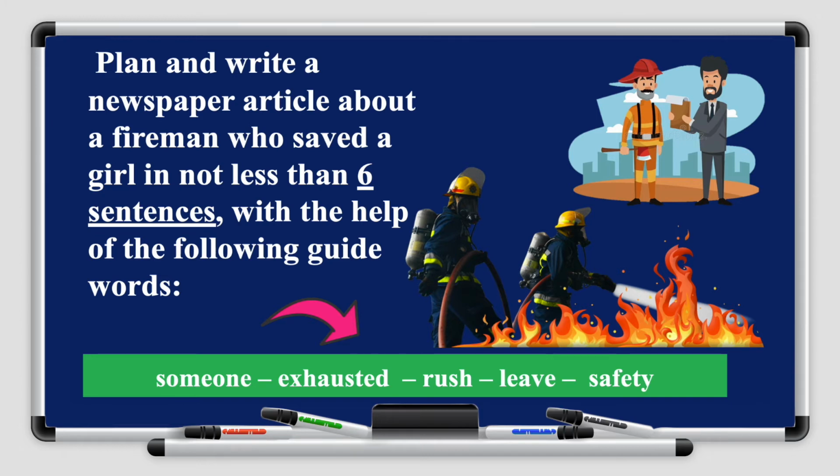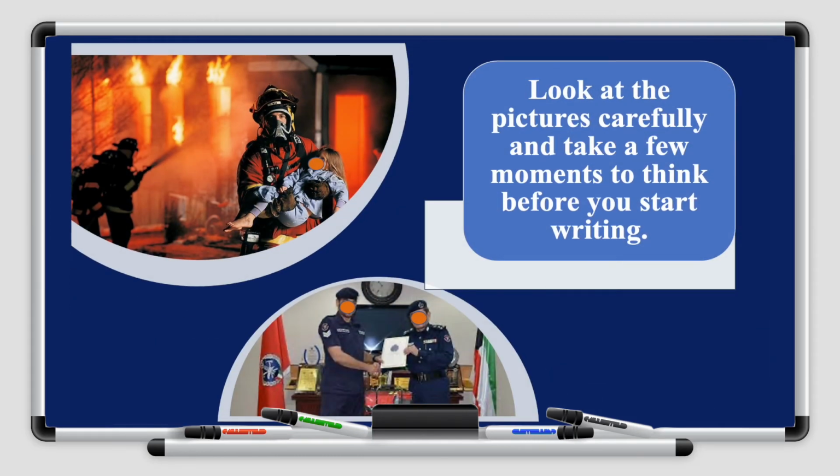Am I correct? So plan and write a newspaper article about a fireman who saved a girl in not less than 6 sentences with the help of the following guide words: someone, exhausted, rush, leave, and safety. So try to pause the video in order to have an idea on what you are going to write. You can look at the pictures in order to help you think and have more ideas.